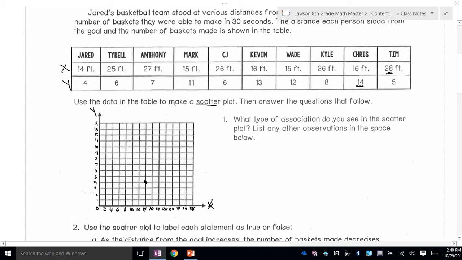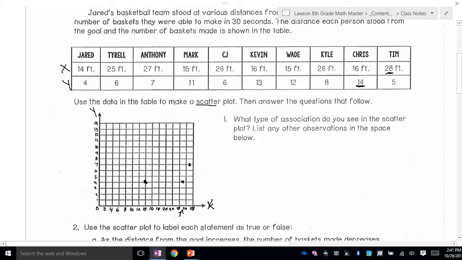Okay. And then it says Tyrell at 25 feet scored 6. And so 25 is going to be over here in between this 24 and 26. And then I'll go all the way up to 6 points and put a solid point there. Anthony at 27 feet, again, that's going to be between 26 and 28, scored 7. So I'll go all the way up to 7, give him a solid point there.